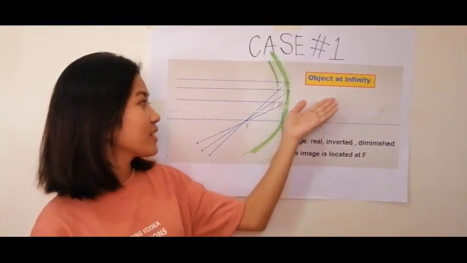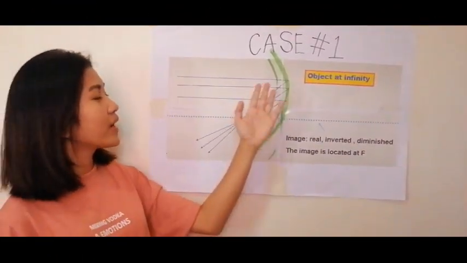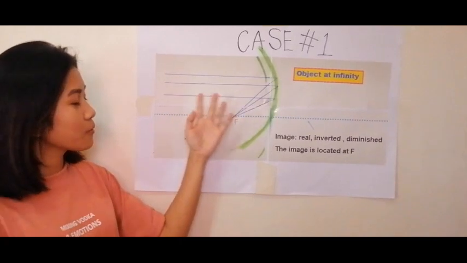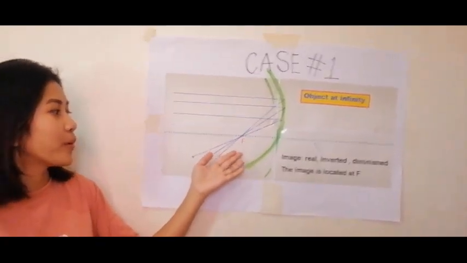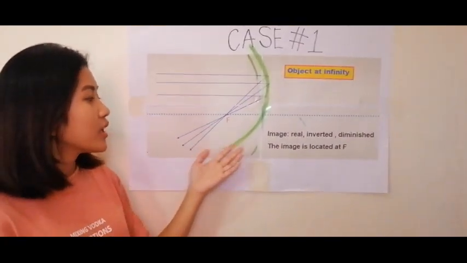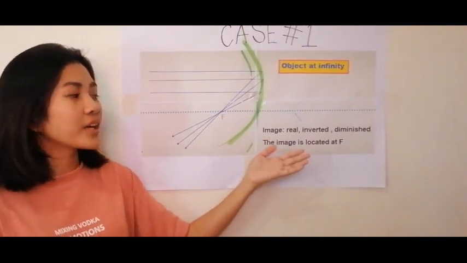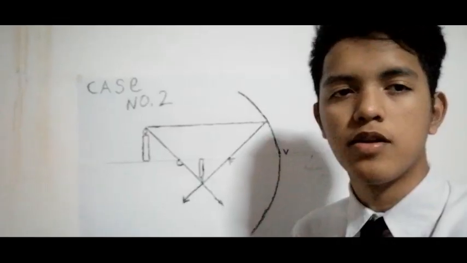When the object is at infinity, all rays are parallel to the principal axis and focus on the focal point, and the image is diminished. The image is located at F, real, and inverted.